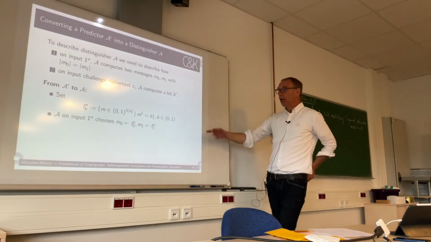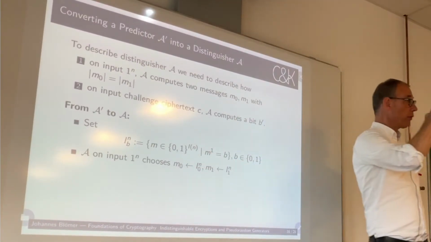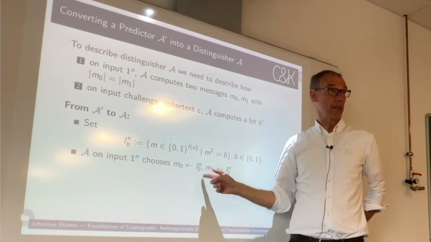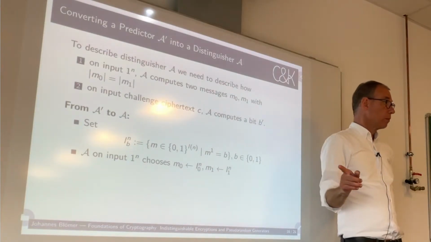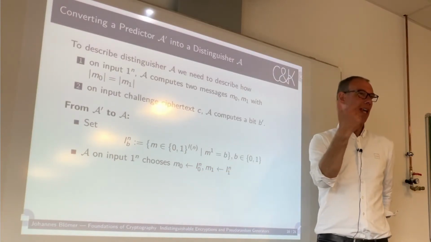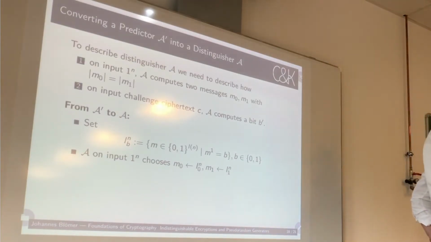Then on input 1 to the n, our A chooses M0 uniformly at random from the set of all messages with first bit 0, and M1 uniformly at random from the set of all messages with first bit 1. We'll see later why I pick these uniformly at random from the respective sets. How can I do that? Well, I just pick the remaining l(n) minus 1 bits uniformly at random and set the first bit to 0 or 1. Right? Can easily do that in polynomial time.